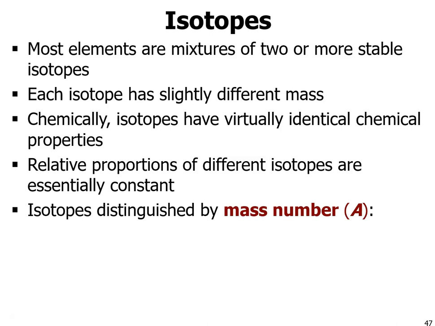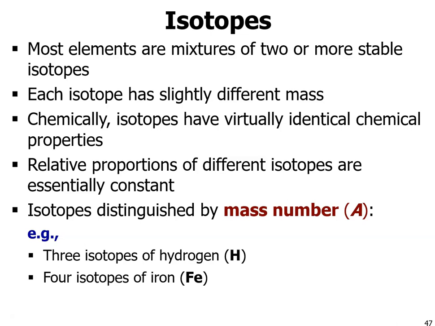So let's look at some of this a little more closely. Isotopes are distinguished by mass. For example, there are 3 different isotopes of hydrogen and 4 different isotopes of iron. It depends on the element and how it's formed during the fusion process, but you'll have more or fewer types of isotopes for different elements. Obviously, the larger the element is, the more possibility you have of differing amounts of neutrons associated with that element.